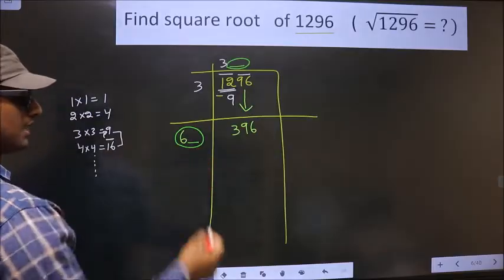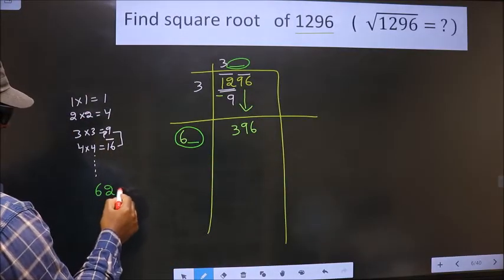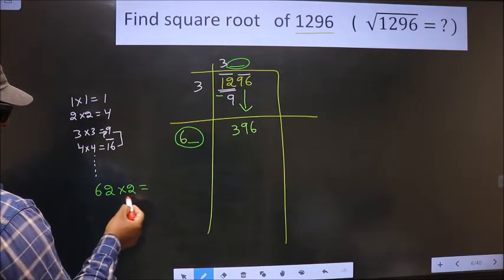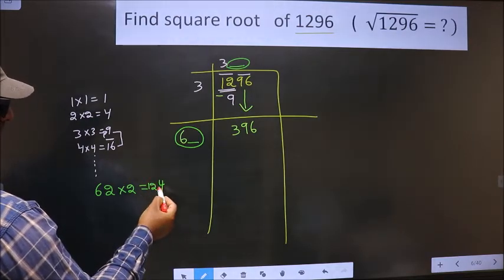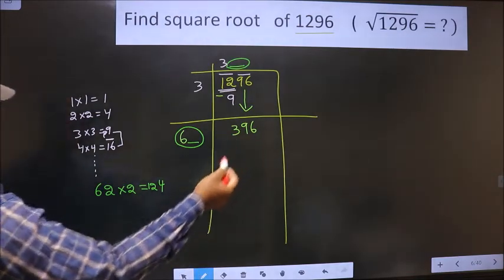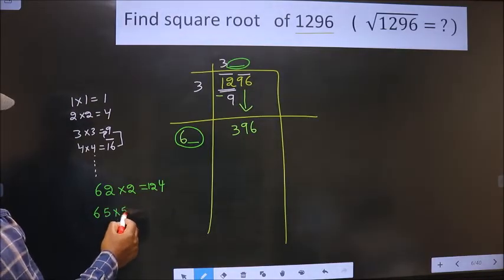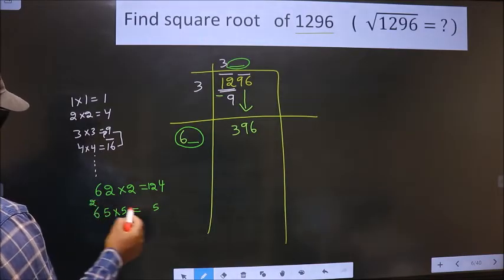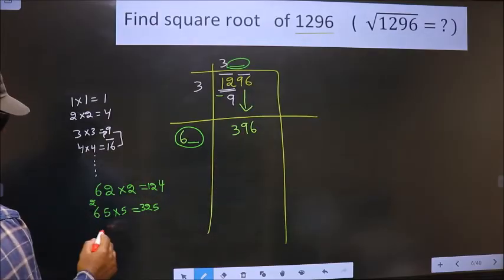So let us find the number here. If we take 2, so here also it should be 2. These two should be the same. 2 into 2, 4. 2 into 6, 12. 124 is far from 396. So if we take 5, 5 5s are 25. 5 6s are 30, we get 325. This is still far from 396.